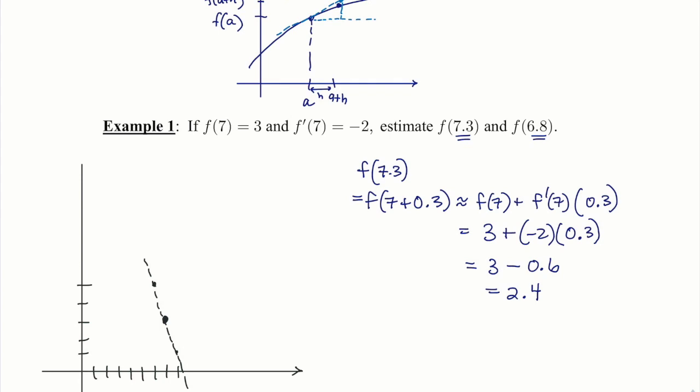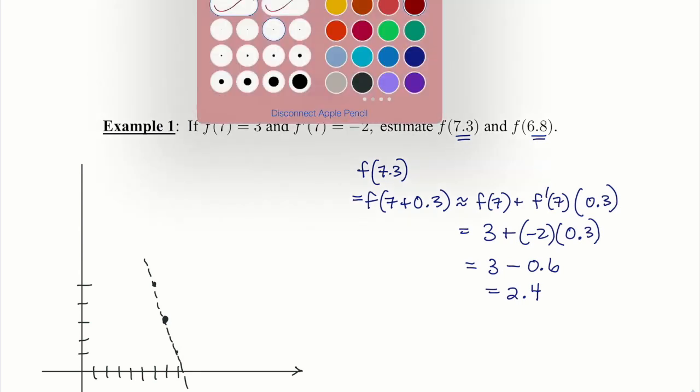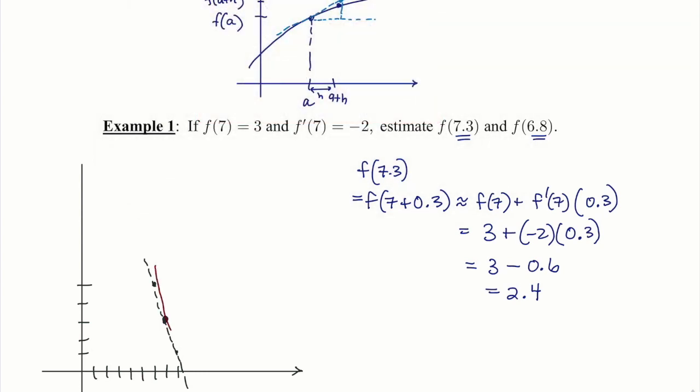And so I can see if I move ahead a little bit to 7.3, the tangent line is going to drop, right? The y values on the tangent line are going to drop, and they would drop by 0.6. So our approximation to the function would be about 2.4. And again, the function itself might not be exactly there. It might do something like this, but the y value that we're going to get is going to be close to 2.4.